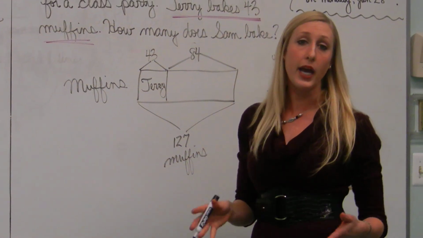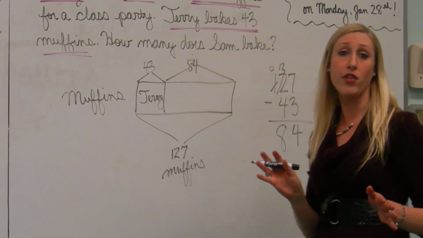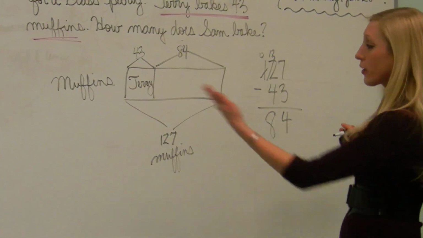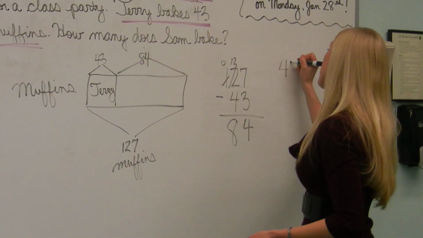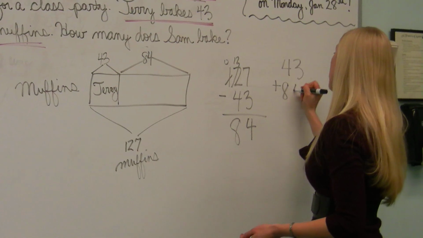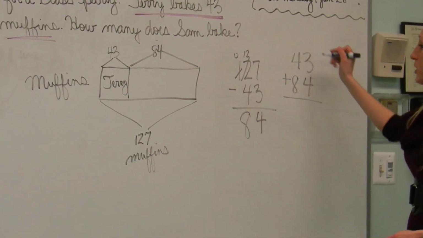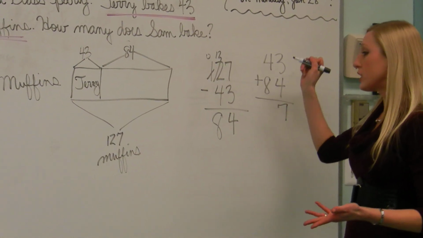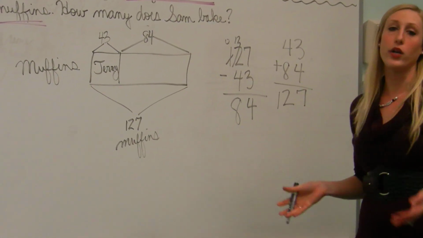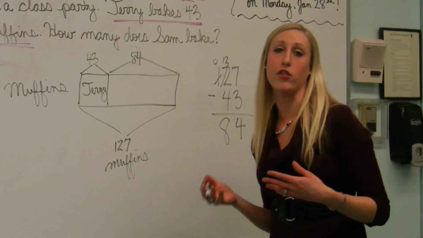This would be a great point. Hey, I have the whole. Why not check my work real fast to make sure it's right? The way you'll check your work, add up your parts. If you get your whole, you're good to go. Let's make sure. 43 plus 84. 3 plus 4 is 7. Looking good so far. 8 plus 4 is 12. We get 127. So we know we found the correct part.